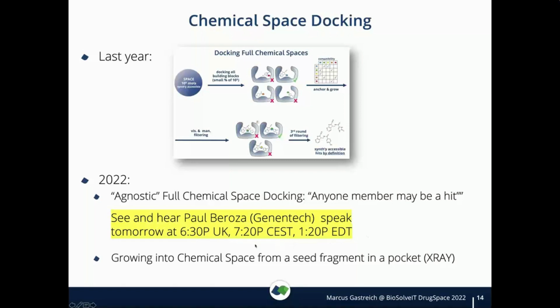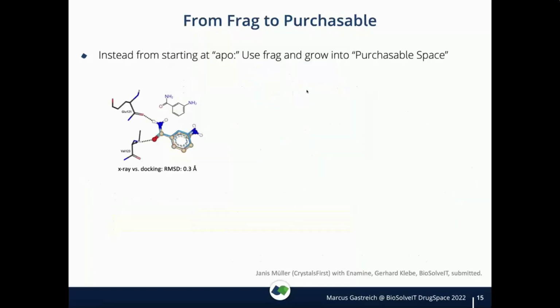Today, I would like to show you 2 slides on growing into a chemical space from a seed fragment that has been crystallized in a pocket. So instead of docking every building block into here, we could just as well profit from the situation that we have an X-ray structure with a bound fragment. We would jump straight from the X-ray right into this position. Our anchor has already been found experimentally, and we then just grow. Here's an example, and we are currently writing all this story up with Janis Müller being the first author from Crystals First at Marburg, with people from Enamine, Gerhard Klebe, and ourselves. The paper is submitted these minutes, essentially.